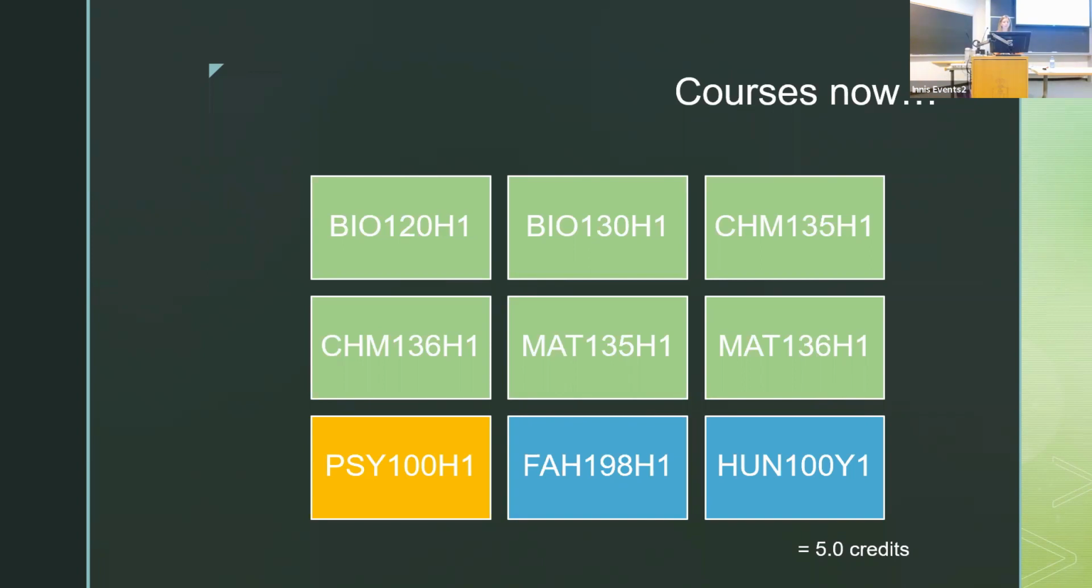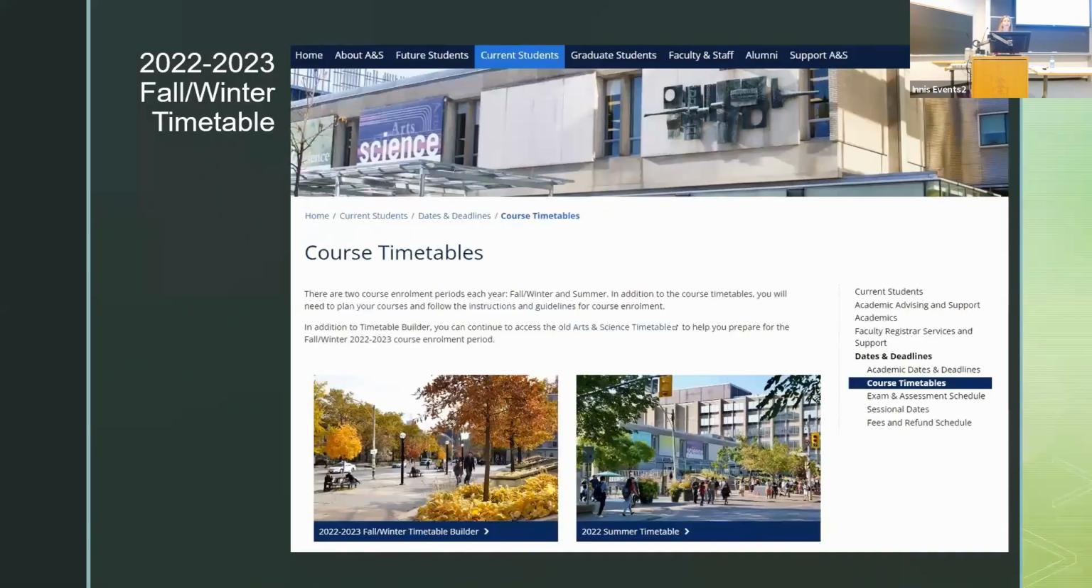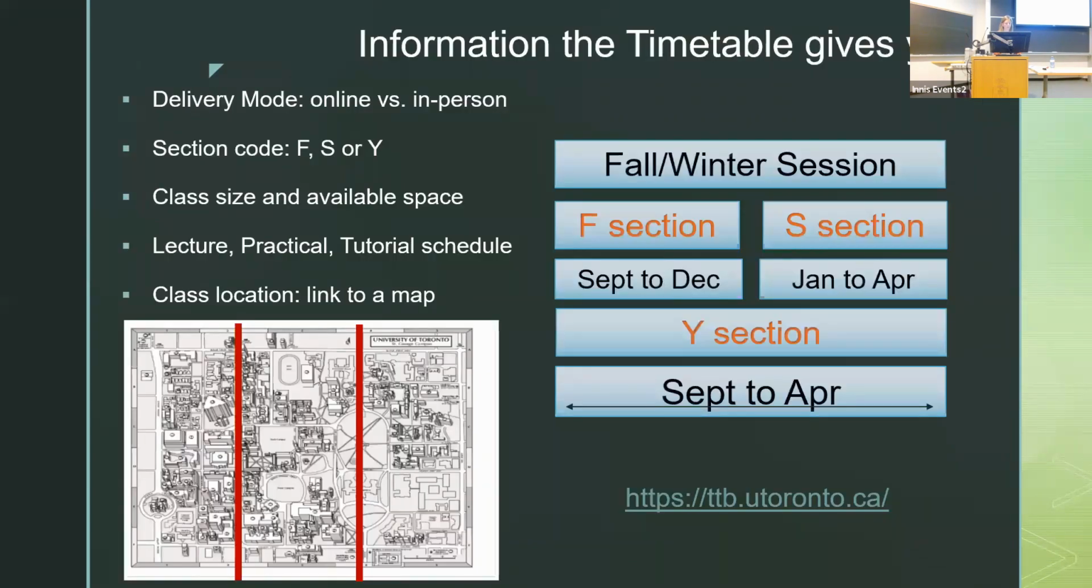Okay. All right, so here's what the arts and science timetable looks like from the Innis course page. You can actually find the direct link to it. There are 2 different timetables. This one says the old arts and science timetable. It's still updated with the current information, it's just the old format. I personally find it easier to use, but because we've now launched this new timetable builder, we're going to look at this timetable builder as your way of selecting courses.